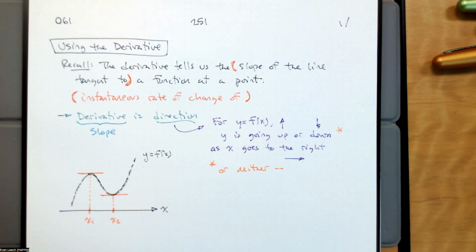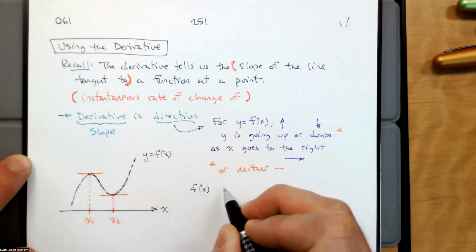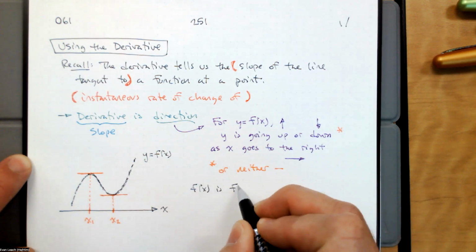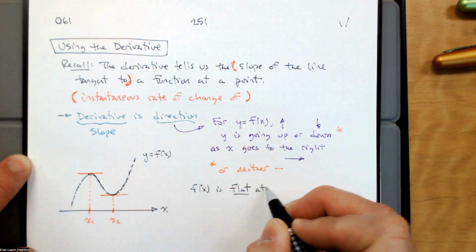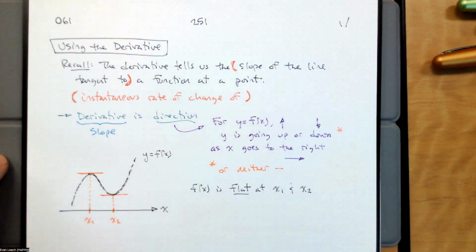So notice that the function is flat at x1 and x2. The function is neither increasing nor decreasing. In both these cases, the function is turning around, changing direction. The thing we want to notice is that the function is flat at x1 and x2. So first notice that f of x is flat at x1 and x2.